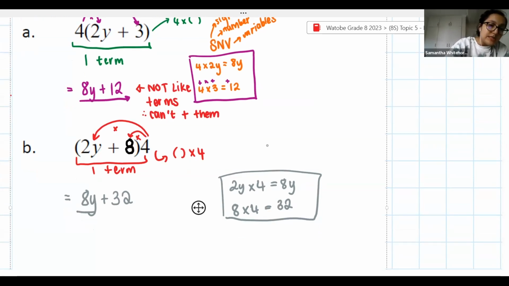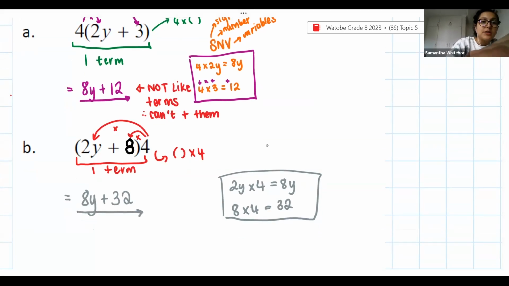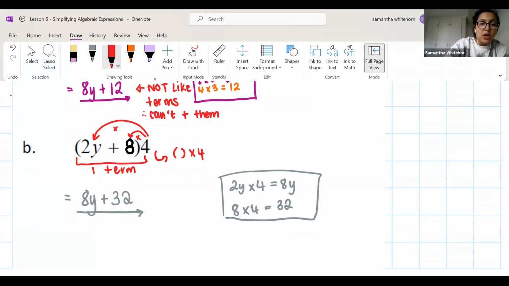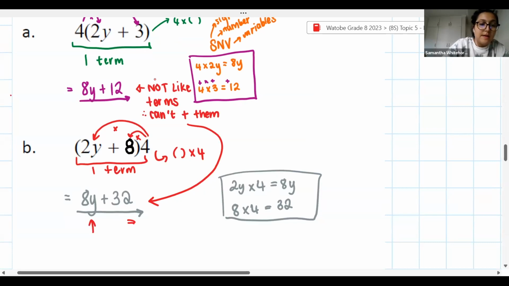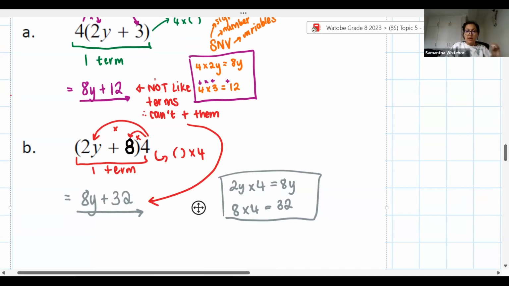Now, just be careful, this is our final answer, because these are not like terms, so I can't add them together. Because we've got a y here and no y with the 32, I cannot add them together. If it had been 8y plus 32y, then absolutely. But because one has a y and one doesn't, I can't add them together. And so that means that 8y plus 32 is my final answer.